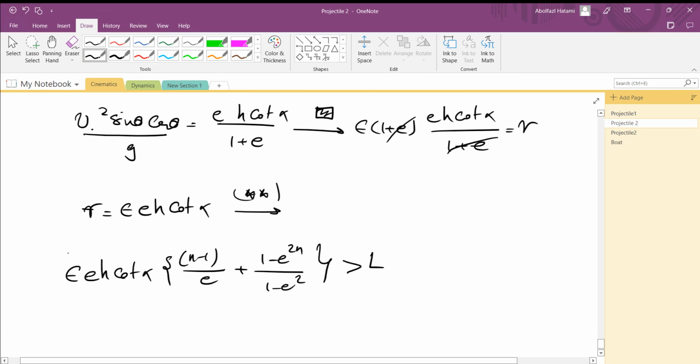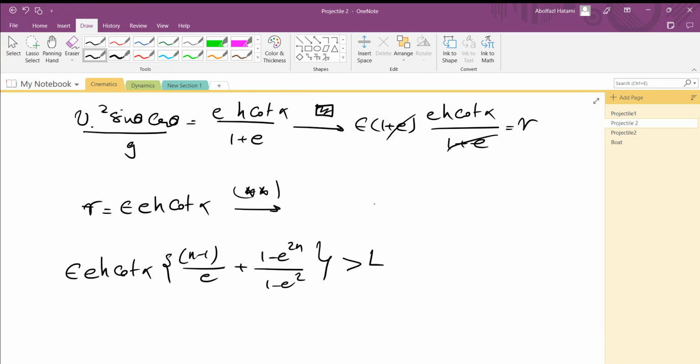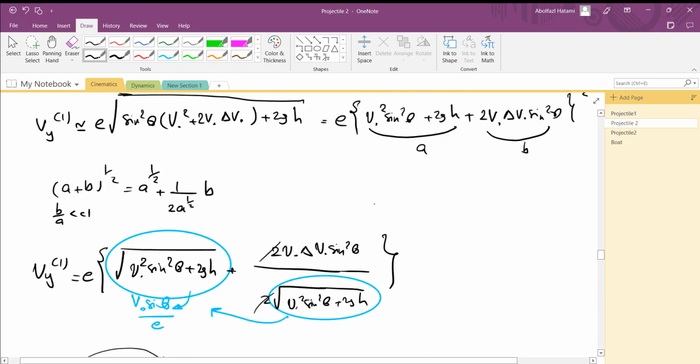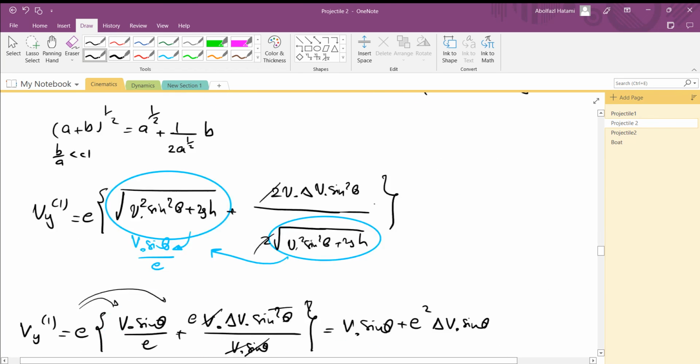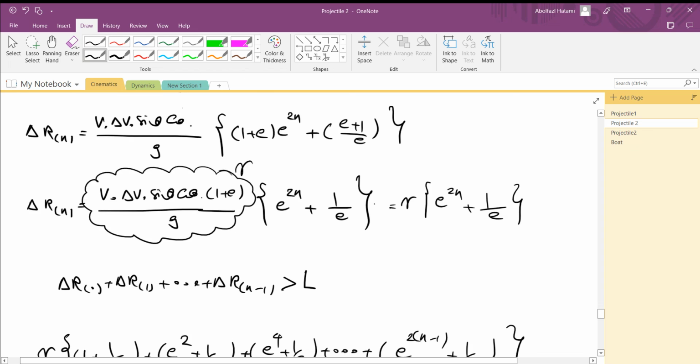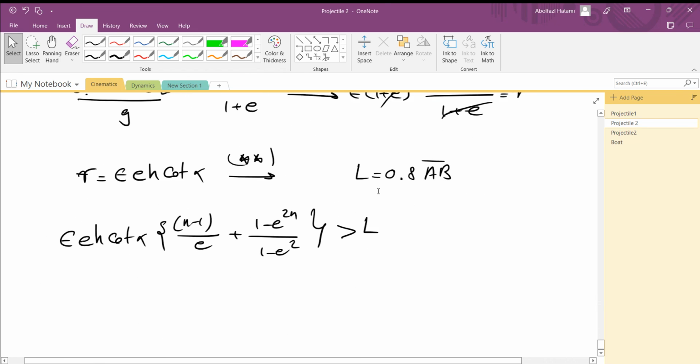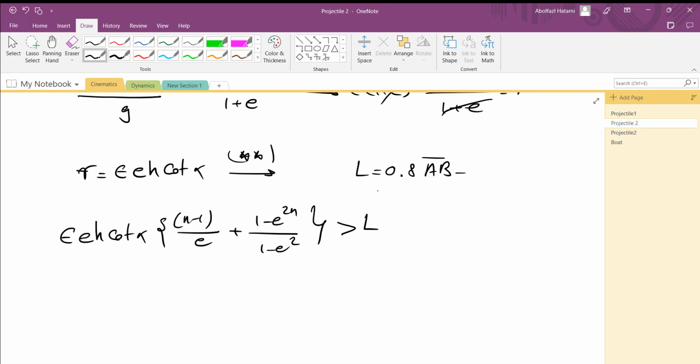But if you pay attention, we have L over AB, which AB is just the length of the base. I told you that I want to call it base. It is just the base. So it means that AB is just equal to h cotangent of alpha.